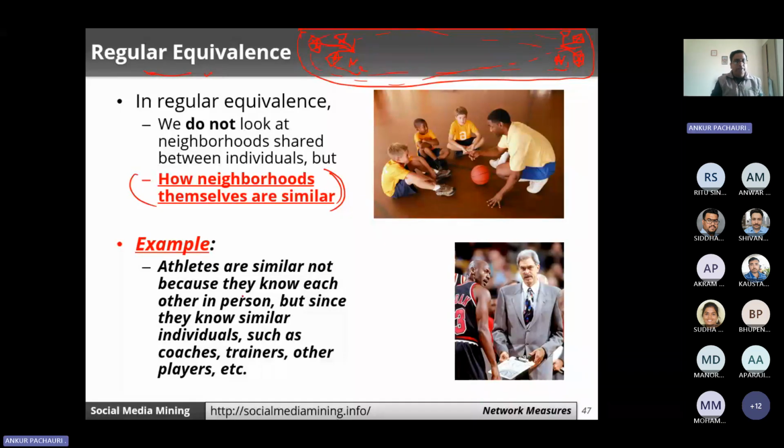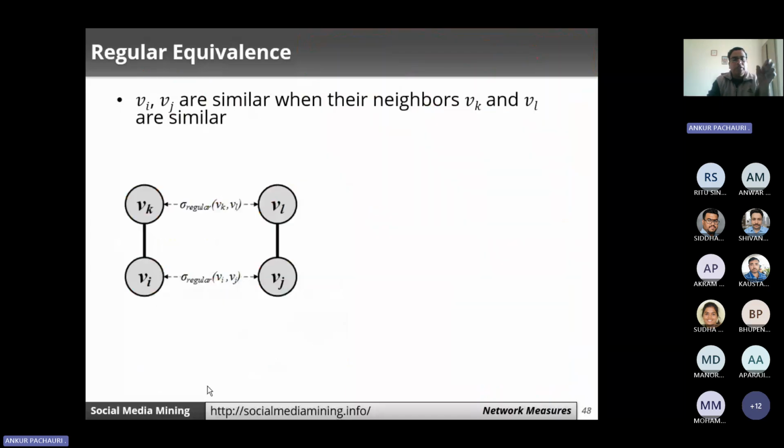Athletes are similar, but since they know similar individuals, such as coaches, trainers, and other players, based on their neighborhood we can assign some similarity to those nodes, although they may not be directly connected.